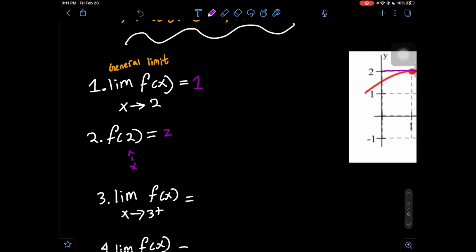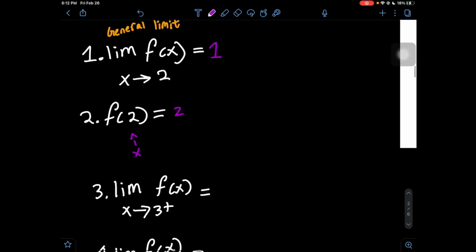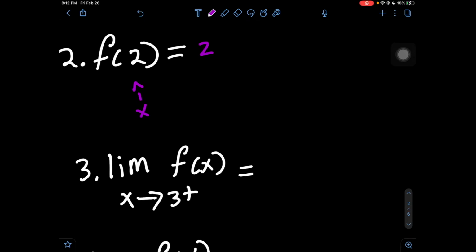The third question is asking what is the limit as x approaches 3, and we can see that there's a plus sign, meaning that we're going to look at the graph coming from the right.